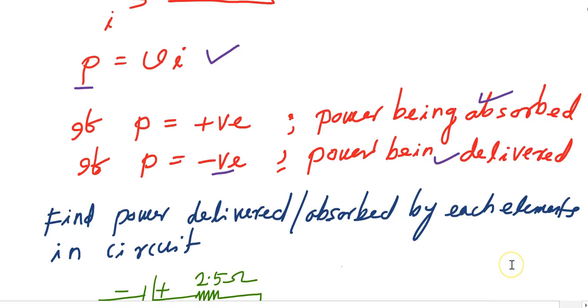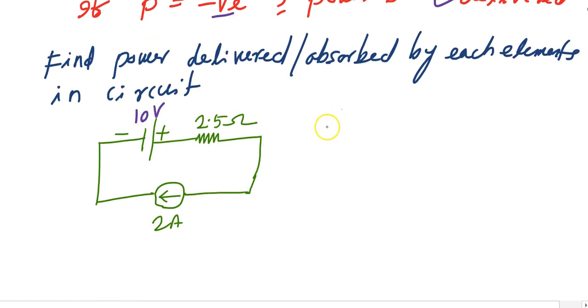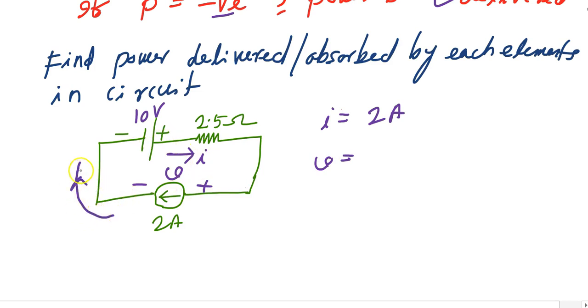Find the power delivered or absorbed by each element in the given circuit. 10 volt. So we'll do one by one. So what is the current? I is equal to 2 ampere. What is this voltage V? Voltage V is equal to, using KVL around the loop, I'll traverse this way. So V equals 10 minus 2.5 into I, which is 5 volt.